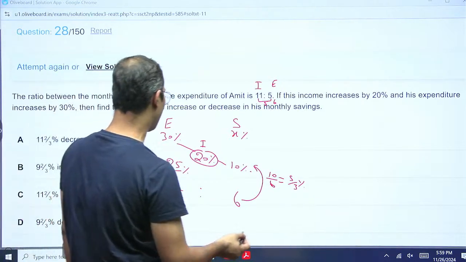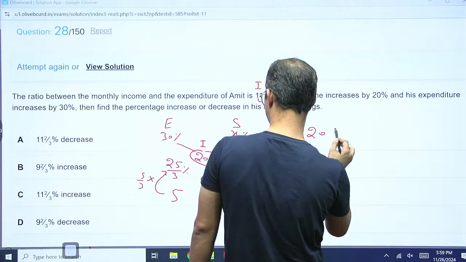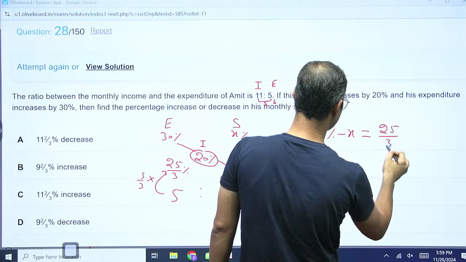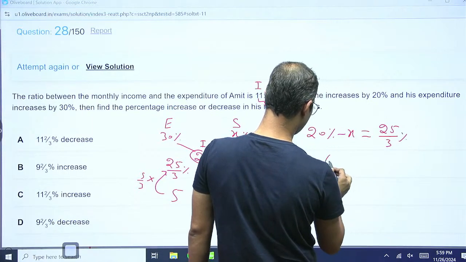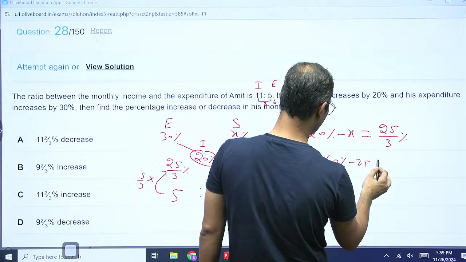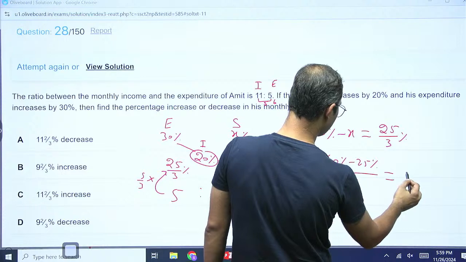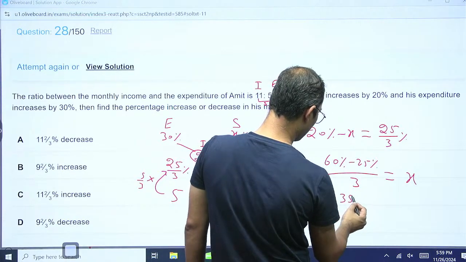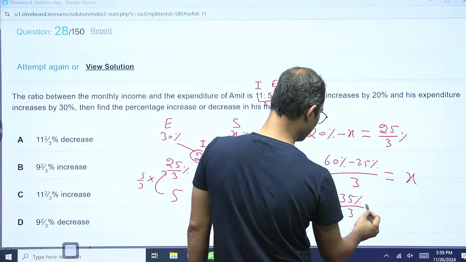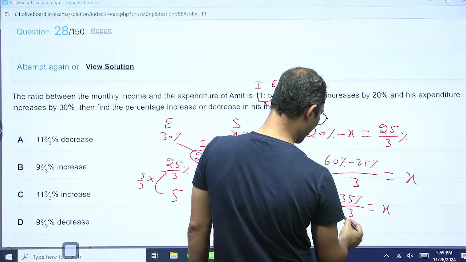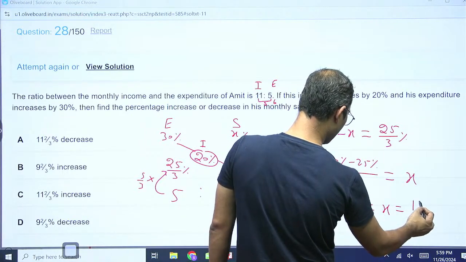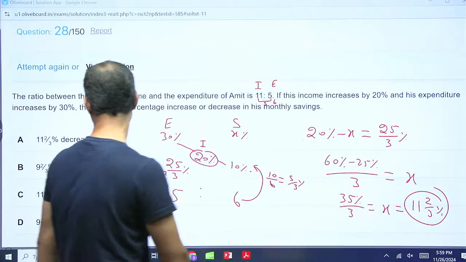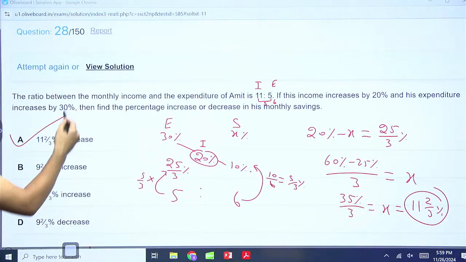So we can say that 20% minus x must be equal to 25 by 3%, right? So we can say that 60% minus 25% divided by 3 must be equal to x, right? So here 35% divided by 3 is equal to x, right? So x is going to be 11 whole 2 upon 3%, right? So 11 whole 2 upon 3% is the right answer.